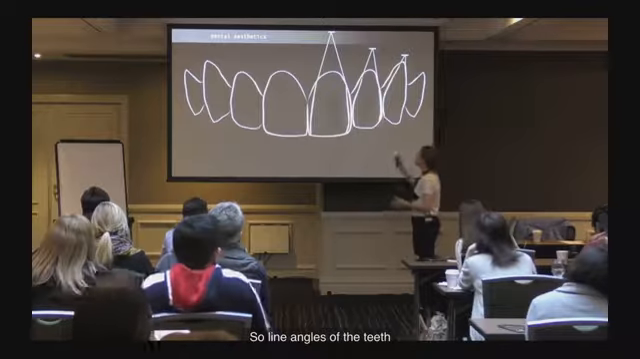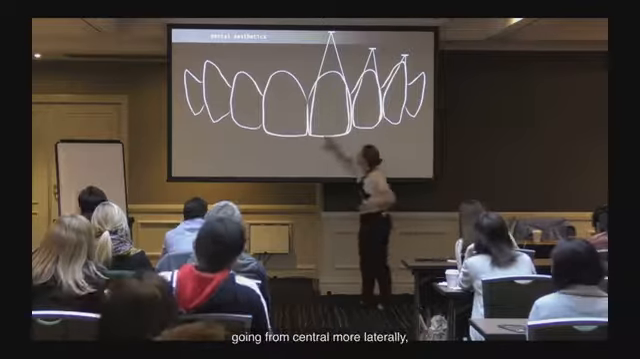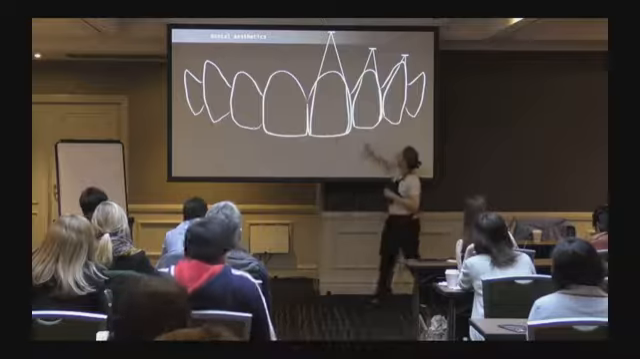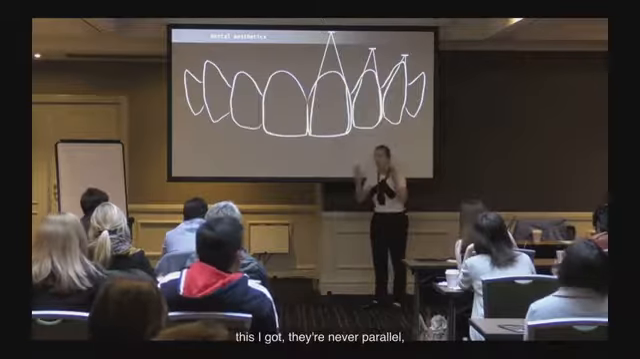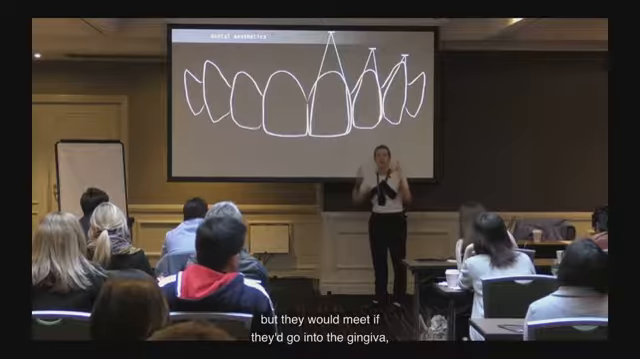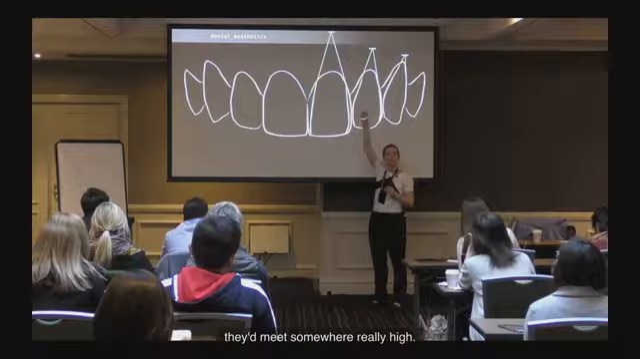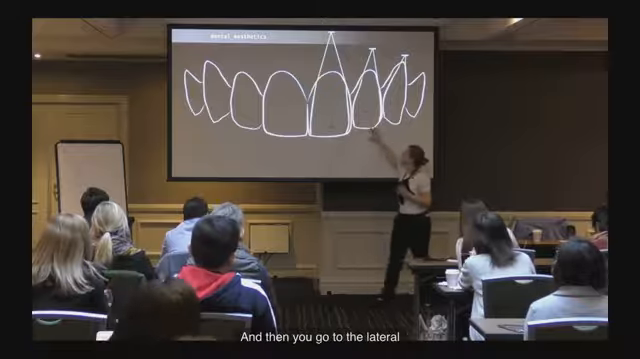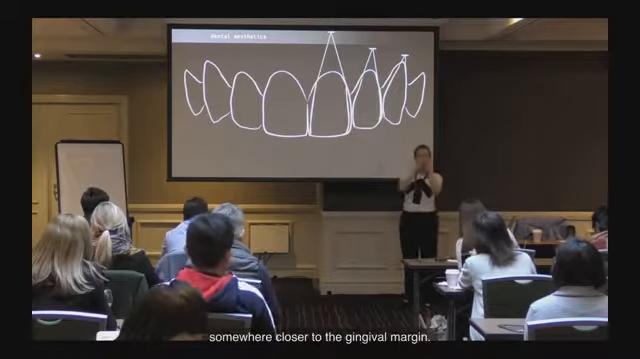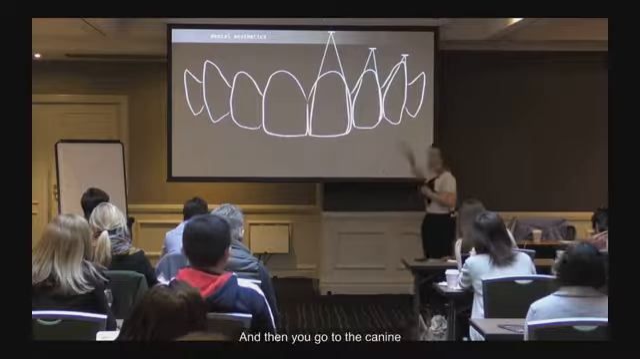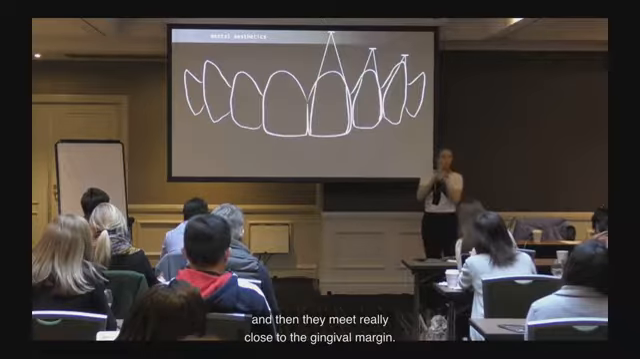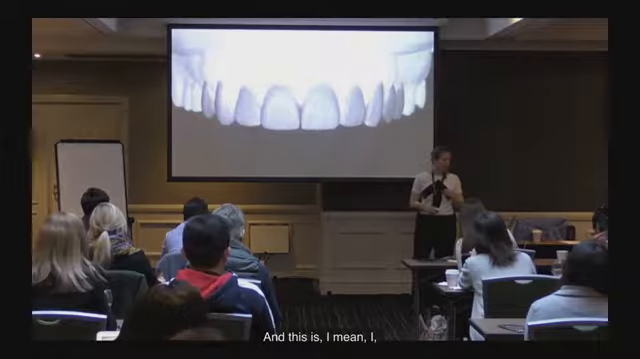So the line angles of the teeth going from central more laterally are never parallel, but they would meet, if they would go into the gingiva, somewhere really high. Then you go to the lateral, and they're meeting somewhere closer to the gingival margin, and then you go to the canine, and they meet really close to the gingival margin.